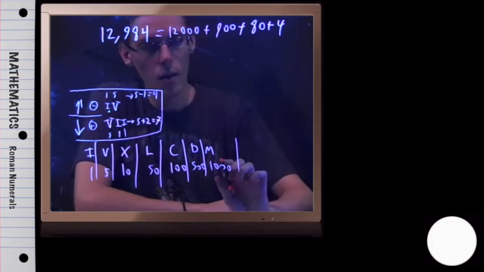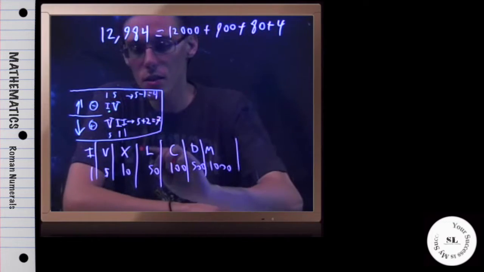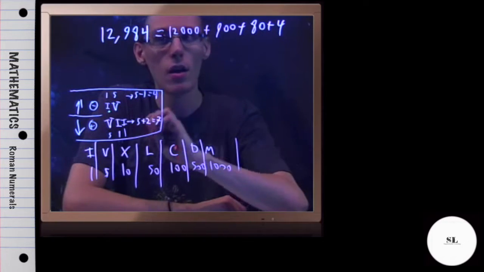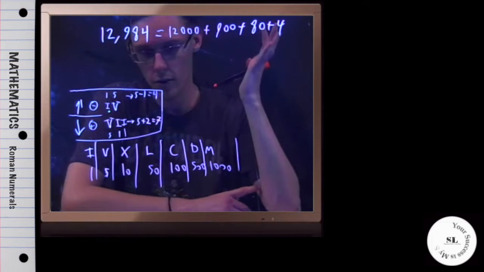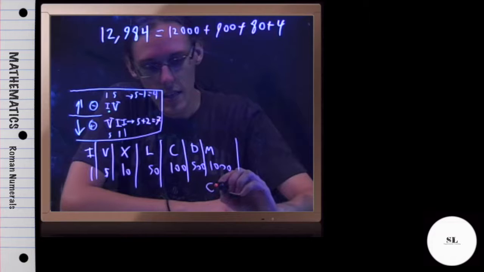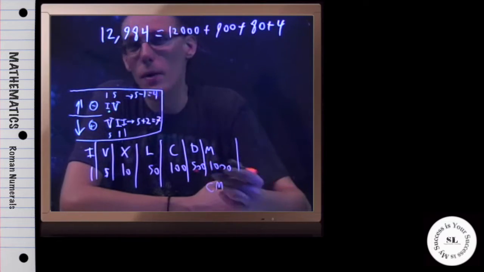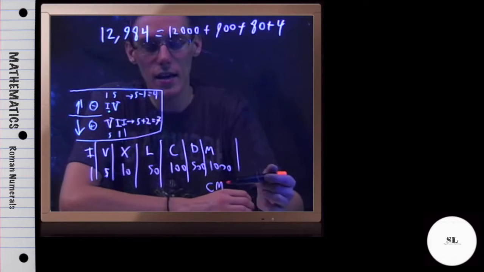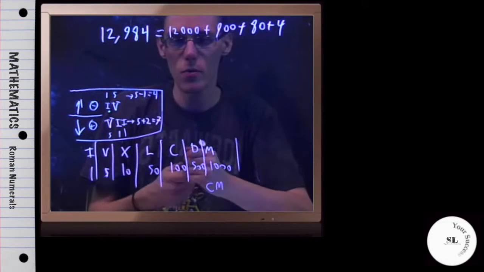Okay. So 12 M's? No, because in the Roman system, you cannot have a symbol repeat more than 3 times. So, okay, maybe I could write it as some sort of subtraction. For example, if I wanted to write 900, that would be CM, because it'd be 1,000 minus 100. But this still doesn't help me, because that doesn't get me to 12,000. That gets me to 900. Not very helpful here. Well, I'm going to have to introduce a new symbol right here.